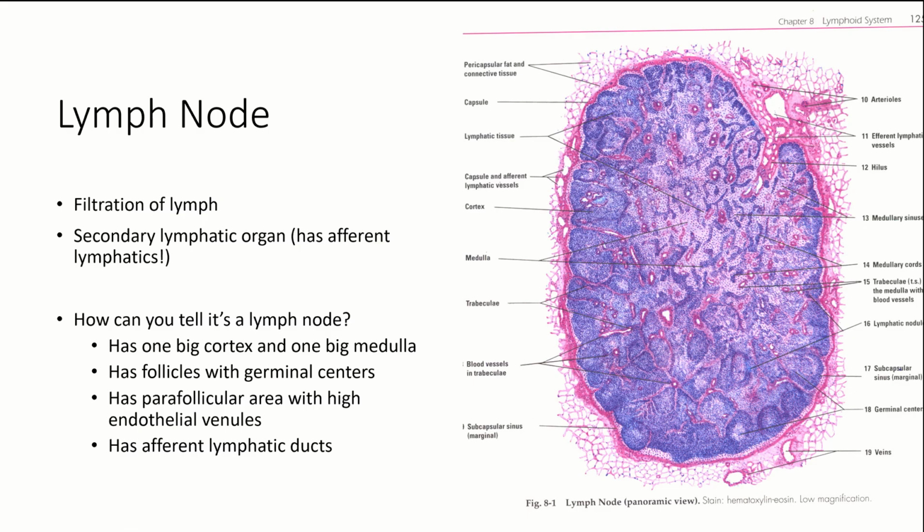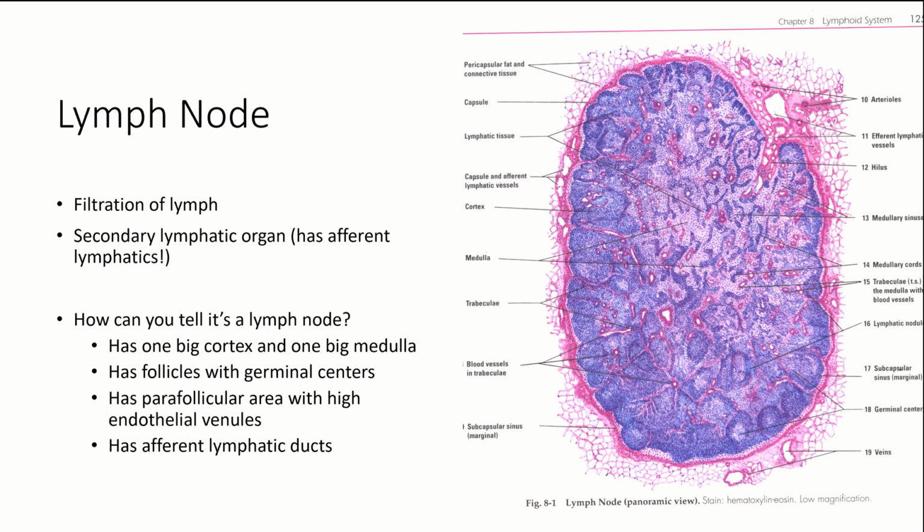Okay, so the next organ is going to be a lymph node. Remember, we already covered the bone marrow and the thymus. Those are our two primary lymphatic organs. So now we're going to cover the secondary lymphatic organs, and first we're going to cover the lymph node. What the lymph node mainly does is it filters lymph. Okay, so it filters lymph.